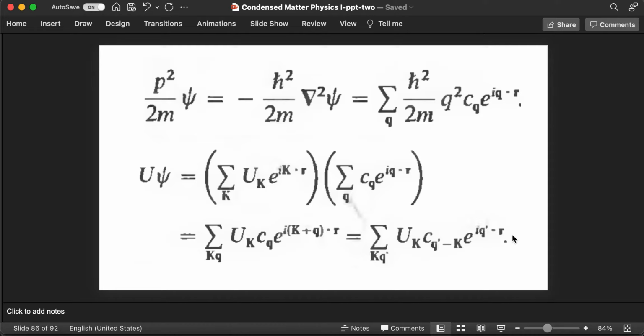So now, given these expansions, we will insert them into the Schrodinger equation. So the momentum term will just become this. When you take the expansion for the wave function, you will just get that, and the potential can be written like this. And in the last step, what we have done here is that we have just taken this k plus q and replaced it by some q prime, and we have just replaced the summation over q with a summation over q prime. Since it's over all values of q prime, it doesn't matter what the index is. So we have just replaced k plus q by q prime.